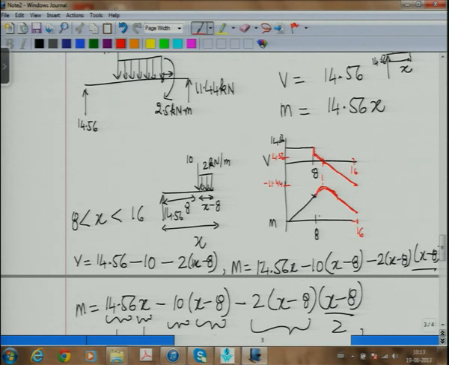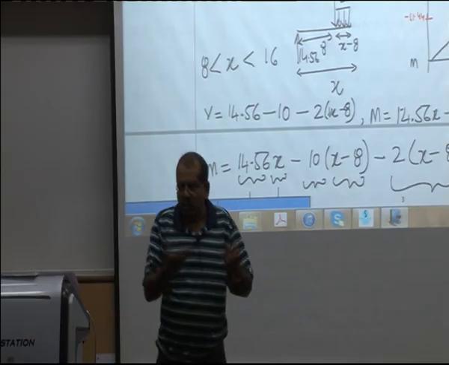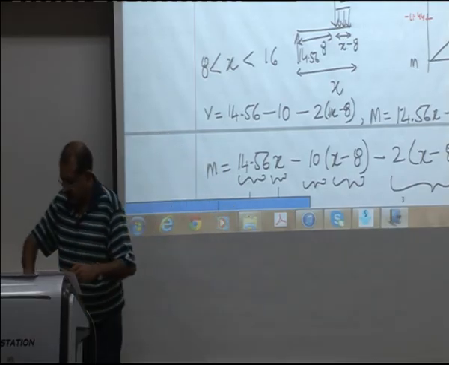Qualitatively we should know the shape; exact numbers don't matter unless you are asked to find the value at a particular point. If you are asked to find it at a particular point, you don't even need to do all this, you just draw a section and write your equations of equilibrium. So you have to look at the type of problem you have.